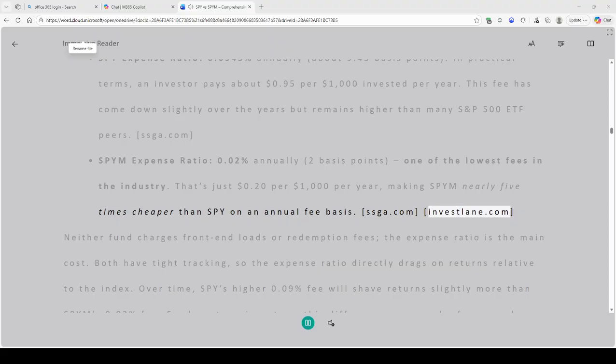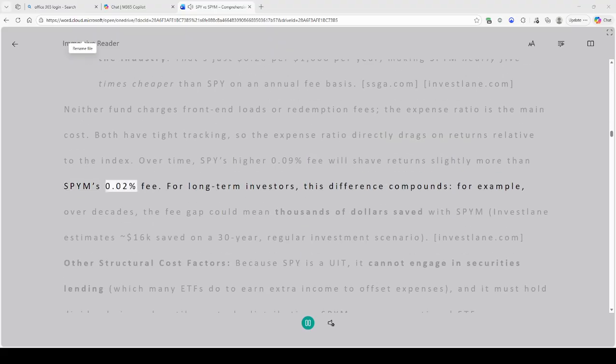Neither fund charges front-end loads or redemption fees; the expense ratio is the main cost. Both have tight tracking, so the expense ratio directly drags on returns relative to the index. Over time, SPY's higher 0.09% fee will shave returns slightly more than SPYM's 0.02% fee. For long-term investors, this difference compounds. For example, over decades, the fee gap could mean thousands of dollars saved with SPYM. Investlane estimates $16K saved on a 30-year, regular investment scenario.